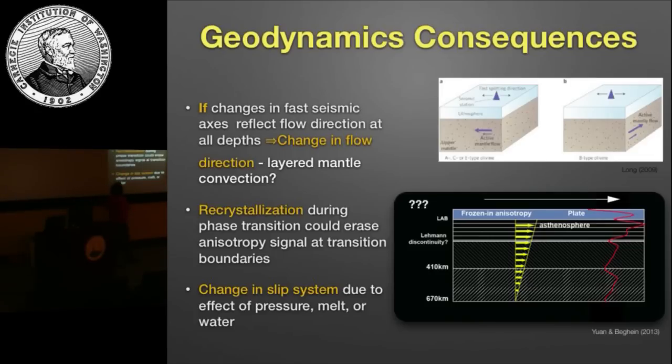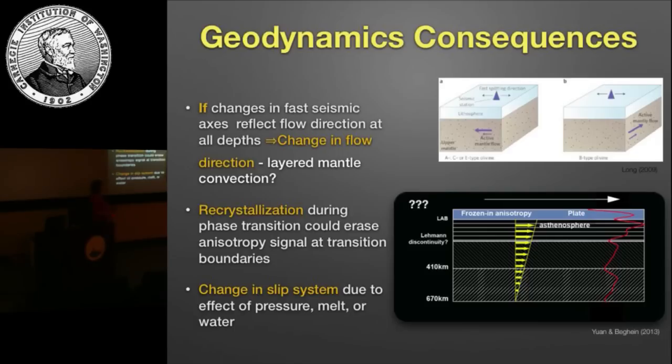And so, if we have a change in anisotropy at the transition zone boundary, what does that mean in terms of mantle convection? To come back to the big question of layered versus whole mantle convection. If you assume that, like in most of the upper mantle, the fast direction for seismic waves reflects the direction of mantle flow, then it means that we have a change in mantle flow, that we have a very complex layered convection going on.